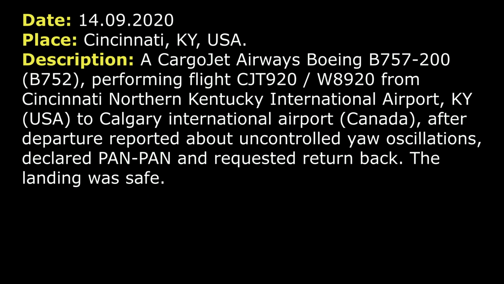On 14th of September 2020, a CargoJet Airways Boeing 757-200, after departure from Cincinnati, reported a problem with flight controls, declared pan-pan, and requested to return back.